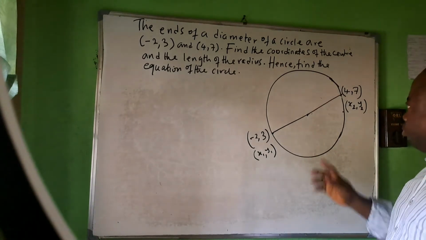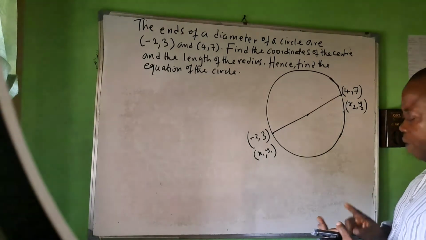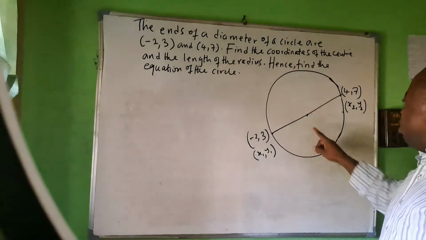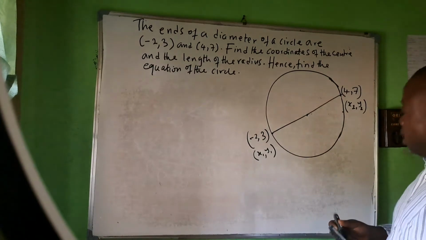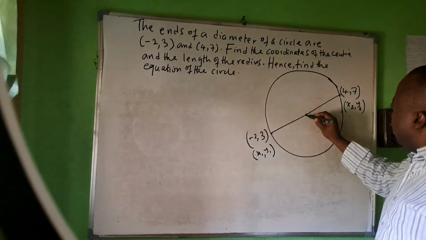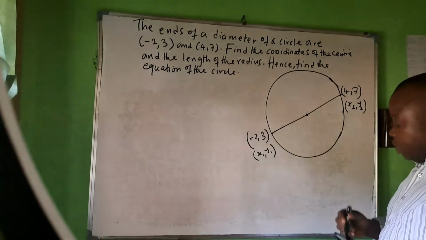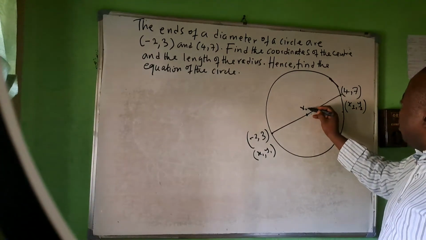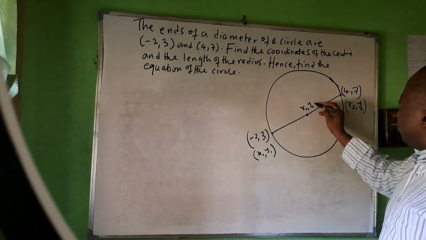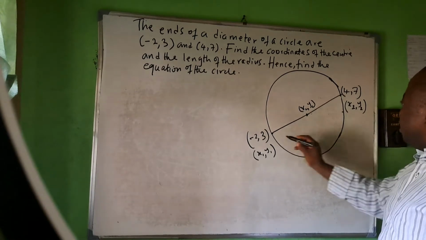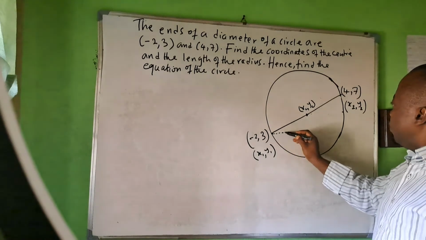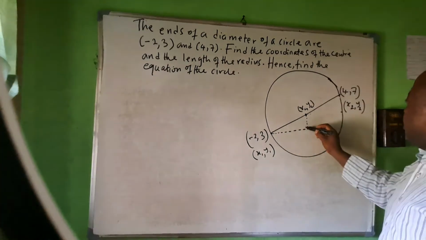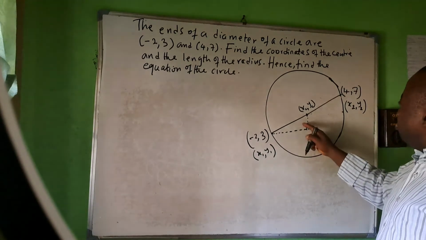Now, literally, it asks us to find: 1, the coordinate of the center of the circle, 2, the radius of the circle, and 3, an equation describing the circle. Now, for convenience, let's choose this point as the center of the circle. Let's call it XC, YC for the coordinates. Okay, so this is the center. Now, let me use a line.